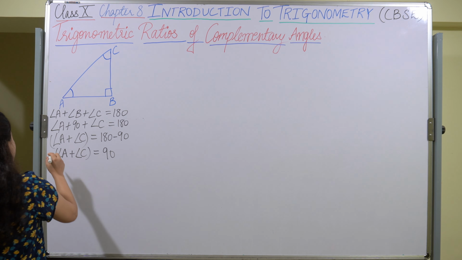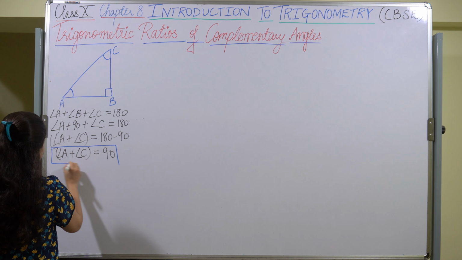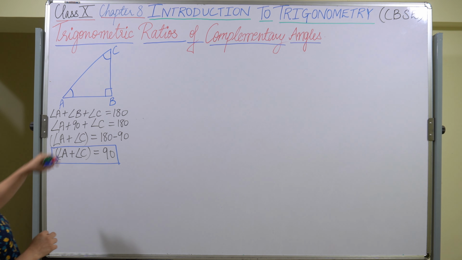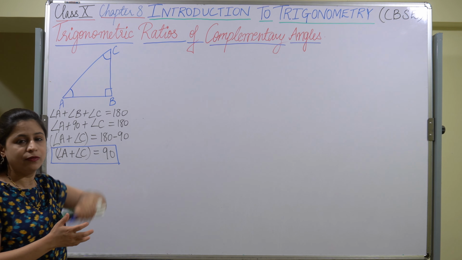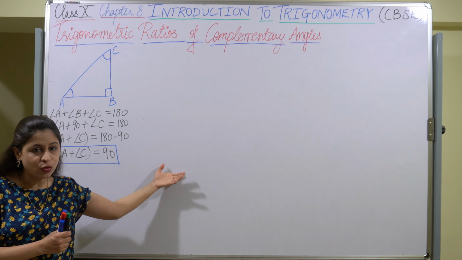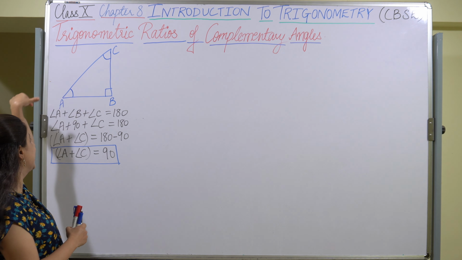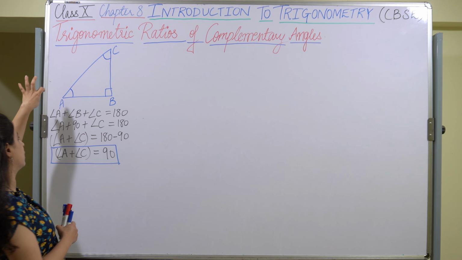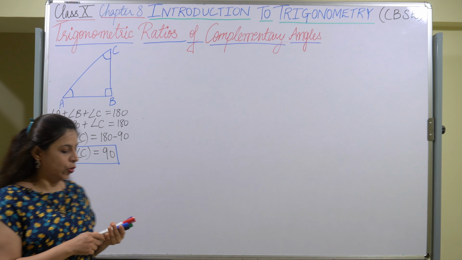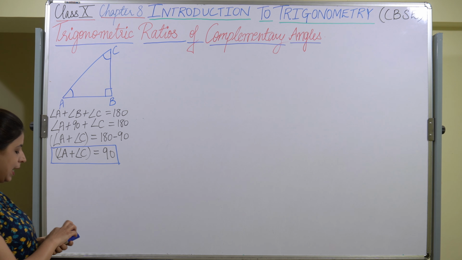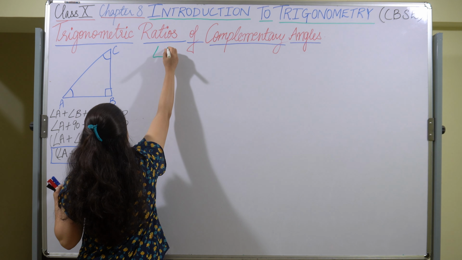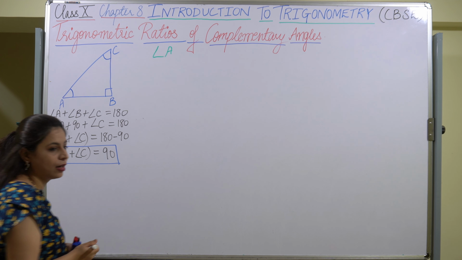So we need to find out the trigonometric ratios for these complementary angles. First we will take the angle A, then we will take the angle C, and we will find the normal trigonometric ratios in terms of the sides of the triangle. So let us first take angle A. I am writing all the trigonometric ratios for angle A over here.